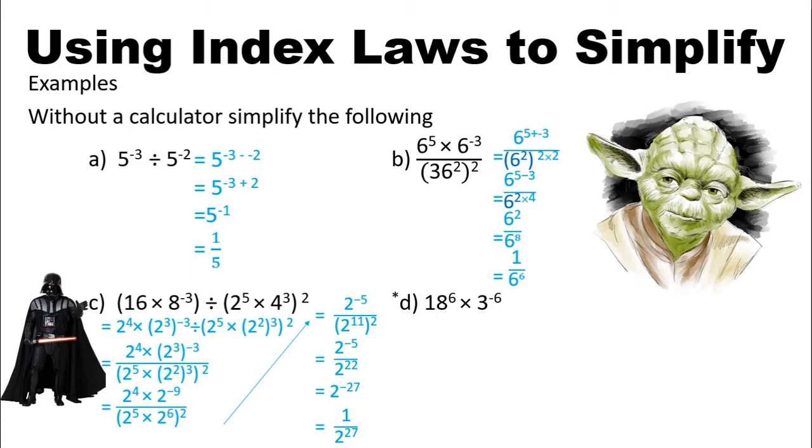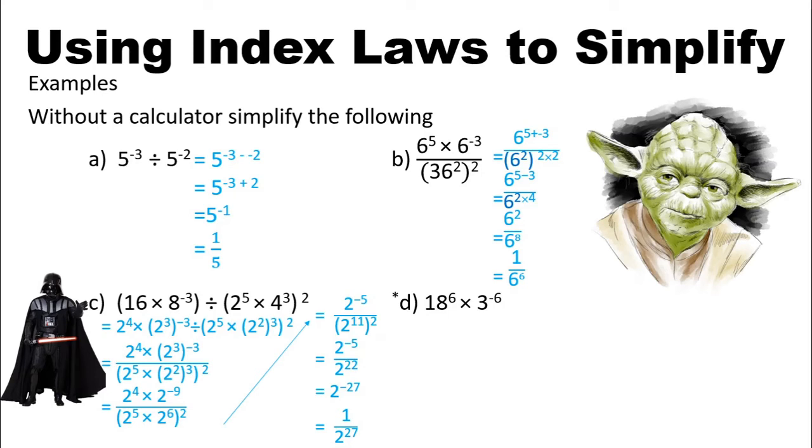Question D has a star next to it because if you found that previous question difficult, let's really get our thinking caps on here. 18 to the power of 6 times 3 to the power of negative 6. We do not have the same base, and we can't write 18 as 3 to the power of some index. 18, however, can be written as 2 times 9, and 9 could be written as an index term with a base of 3. 9 is the same thing as 3 squared. So that would be 2 times 3 squared to the power of 6 times 3 to the power of negative 6.